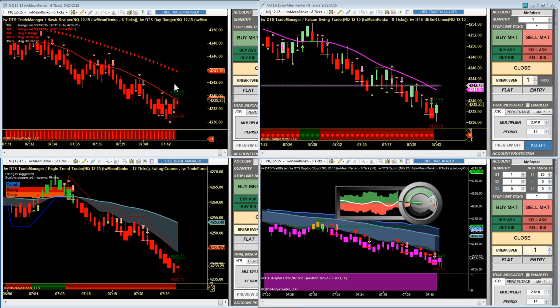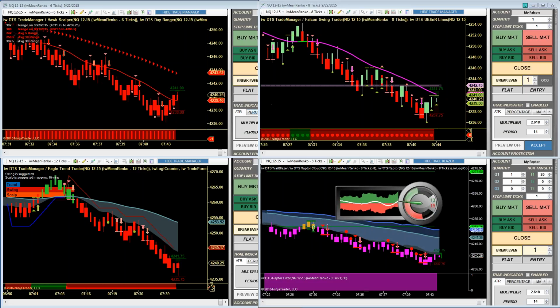Question here from Tom. Tom asked, did I update all the bars to the equivolume? And yes, I did. That's why some of the bars are fatter, some are thinner. The fat ones show us more volume.